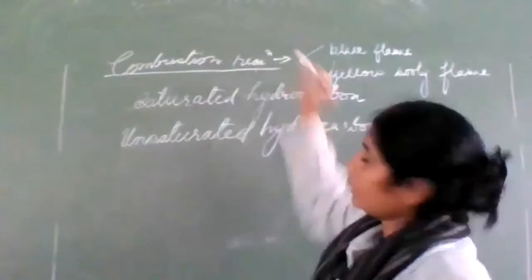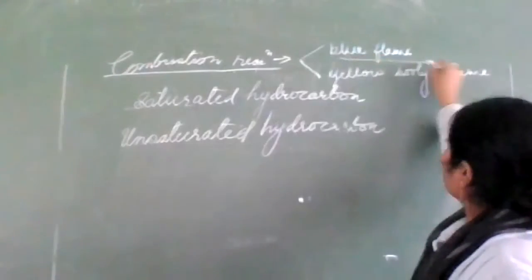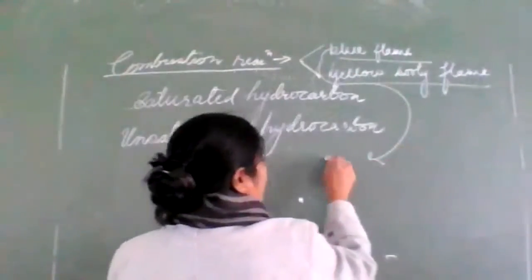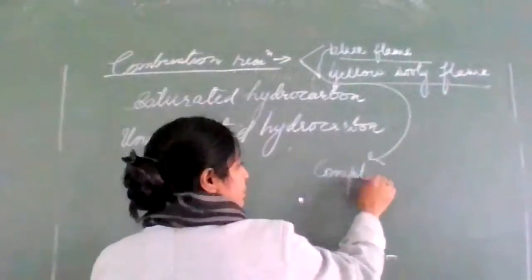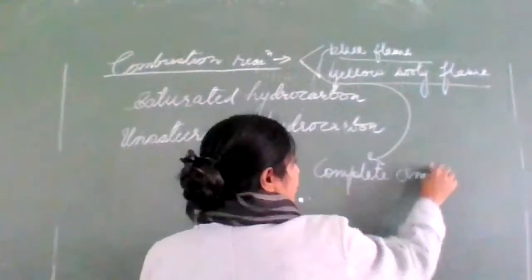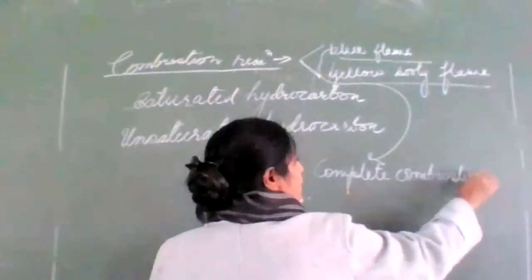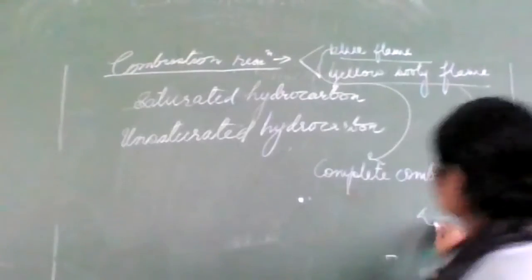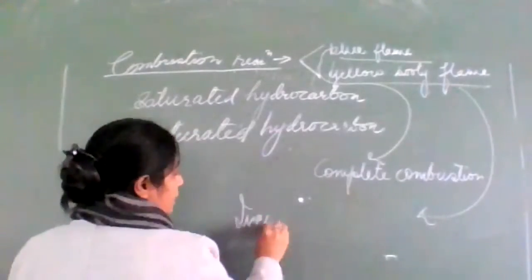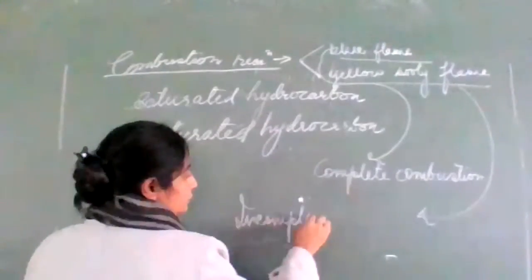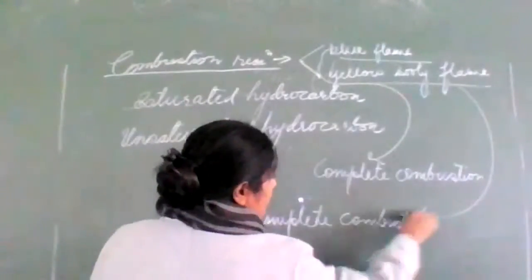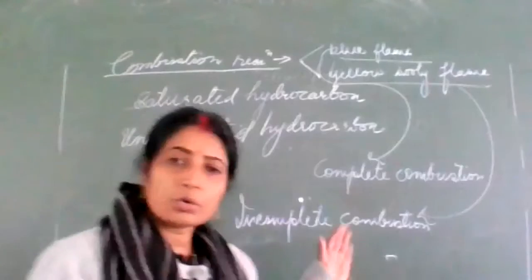So combustion, we are getting two types of combustion. One is with blue flame, another one is yellow sooty flame. You will get blue flame when you have got what? Complete combustion. And when there is incomplete combustion, you will get yellow sooty flame.